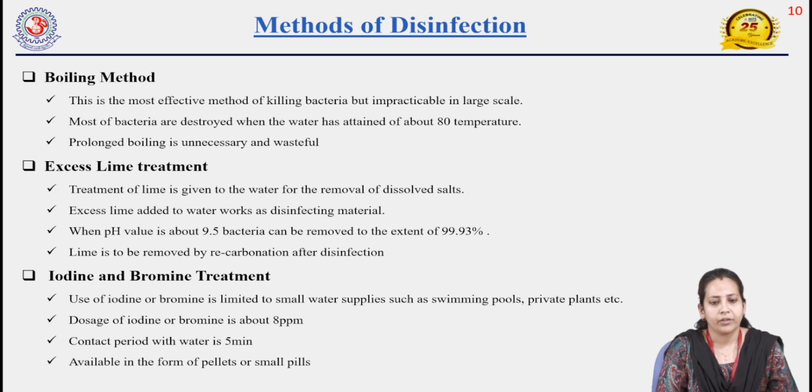A very conventional method, and usually we follow this method, is called the boiling method. If we boil the water, killing the bacteria is best done this way. This is the most effective method of killing bacteria, but it is not practicable on a large scale. On a small scale at home you can do this, but on a large scale it is not possible to boil over a million liters of water. Most bacteria are destroyed in this method.